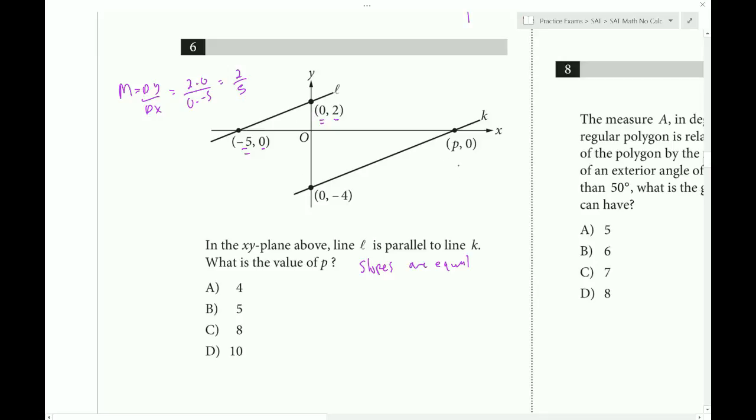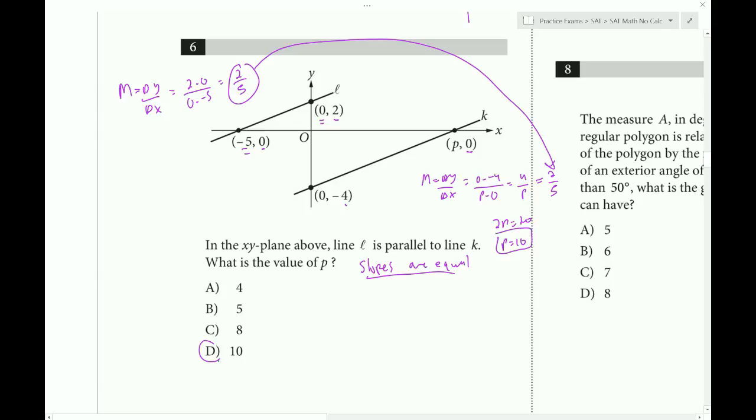Now we do the same for the second line. We want to create an equation for the slope. So change in y over change in x. So we do 0 minus negative 4 over p minus 0. So this would become 4 over p. And then we set that equal to the slope that we found before, because again, all slopes are equal for parallel lines. If we cross multiply, we get 2p equals 20, and therefore p is equal to 10. And that's answer choice D.